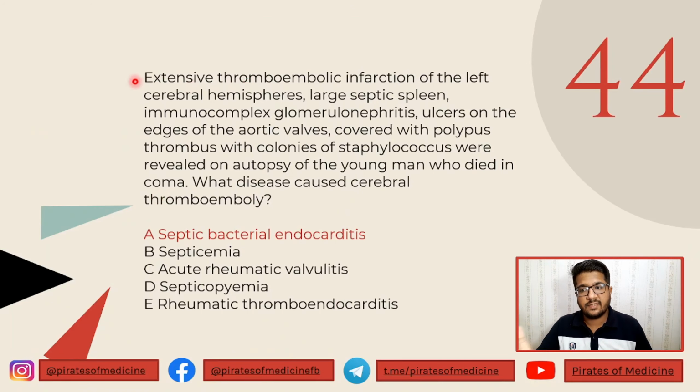Question 44 is that extensive thromboembolic infarction of the left cerebral hemisphere, large septic spleen, immunocomplex glomerulonephritis, ulcers on the edge of the aortic valves, covered with polypous thrombus with colonies of staphylococcus were revealed on autopsy of a young man who died in coma. What disease caused cerebral thromboemboli?